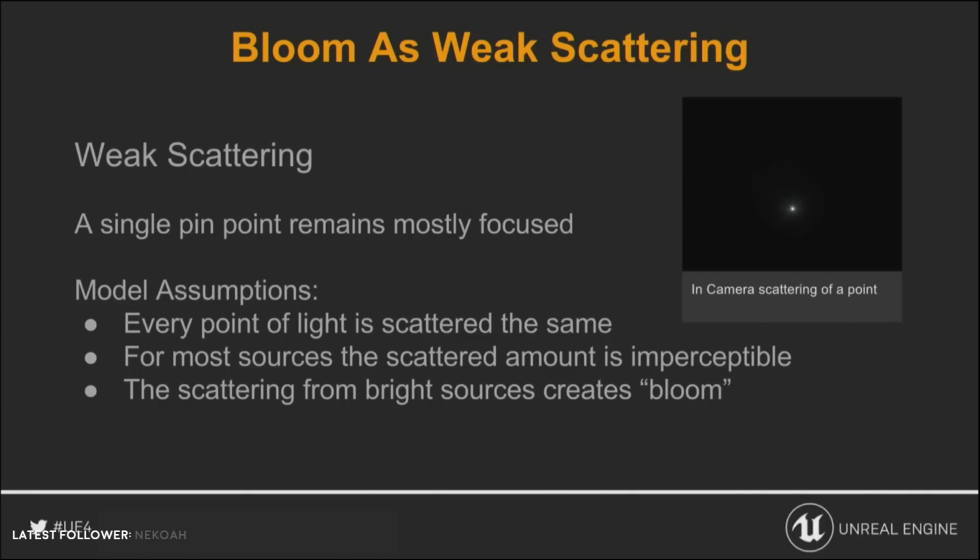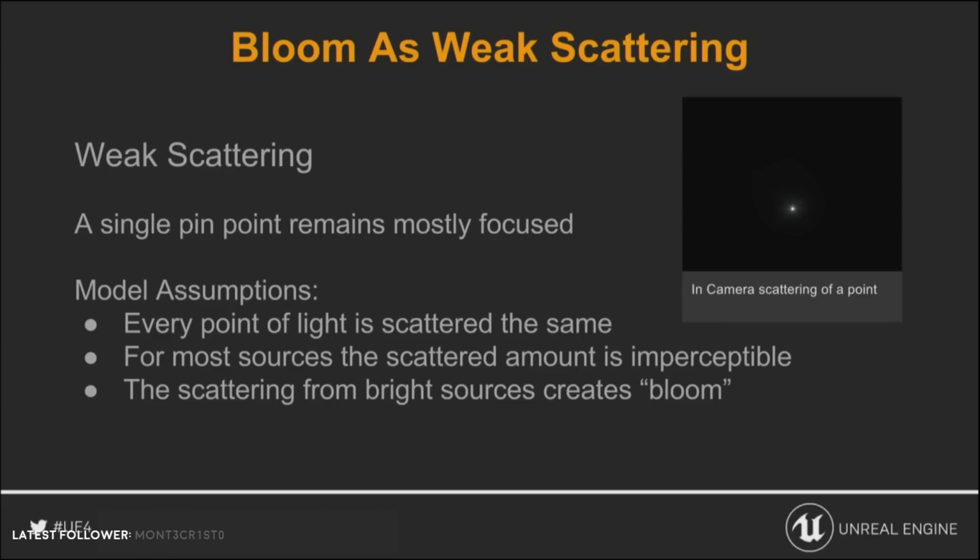You'll see a lot of this if you look at photographs, like astronomical photographs of stars. Real stars in outer space don't have little cross shapes on them. That's more of an effect of our camera or our lenses. But if we're doing Bloom as weak scattering, we're making some modeling assumptions. We're going to assume that every point of light is scattered the same way. So anywhere, any pixel on your screen experiences the same sort of scattering.